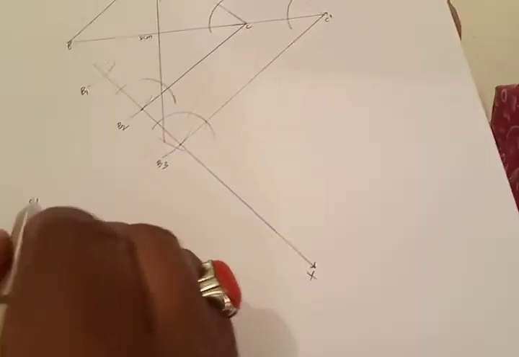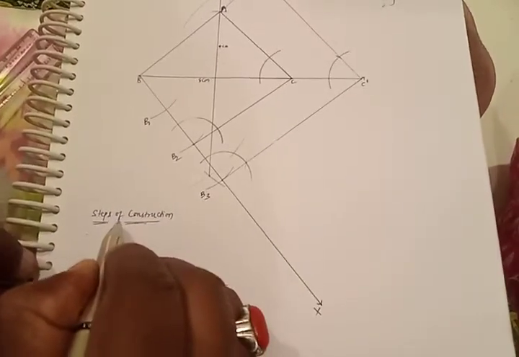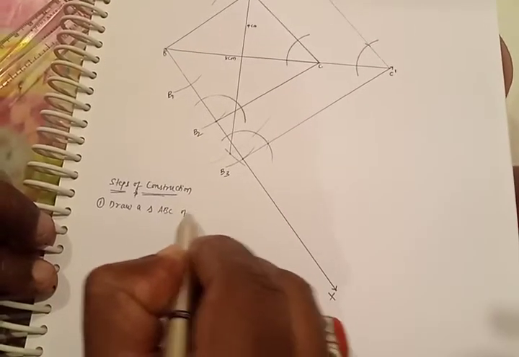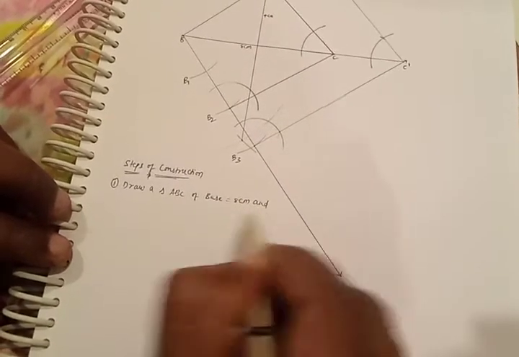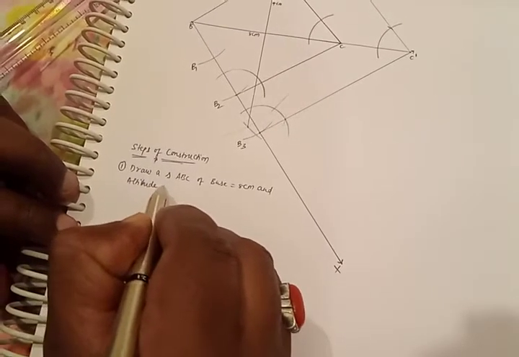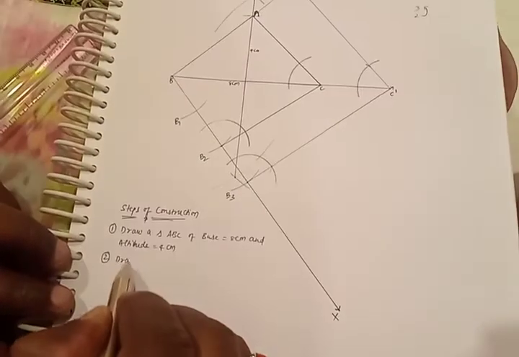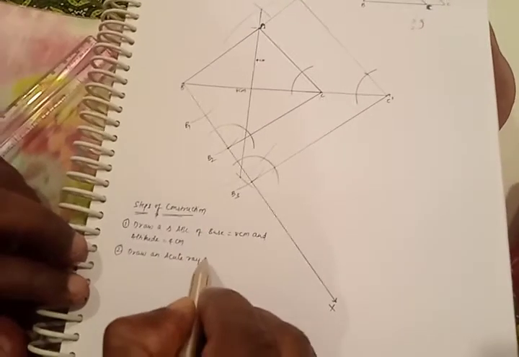Now the steps of construction. First of all, draw a triangle ABC with base equal to 8 centimeters and altitude equal to 4 centimeters. Second one, draw an acute ray BX.